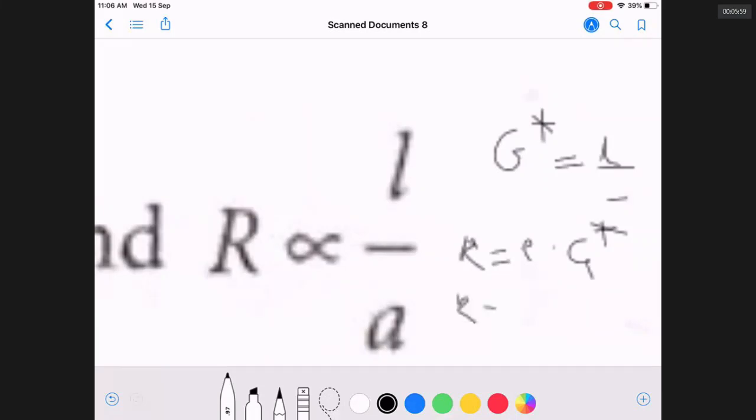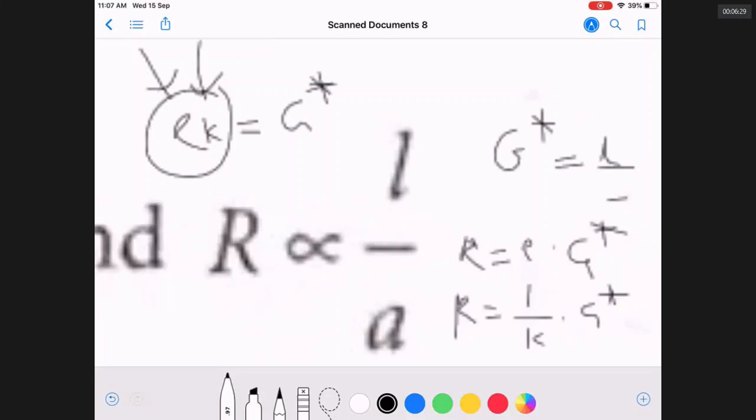So R is equal to 1 by kappa into G star. What is kappa, sir? Conductivity. Obviously, kappa is equal to G star by R. Yes or no, sir? Yes. So R into kappa is equal to G star. Whenever you multiply the resistance with conductivity, you will be getting the cell constant, which is a constant for a given cell, irrespective of the solution you take. Are you clear on this idea, sir? Yes.